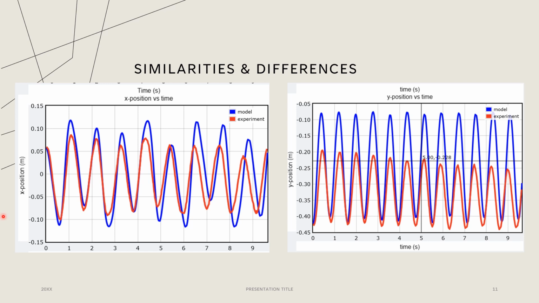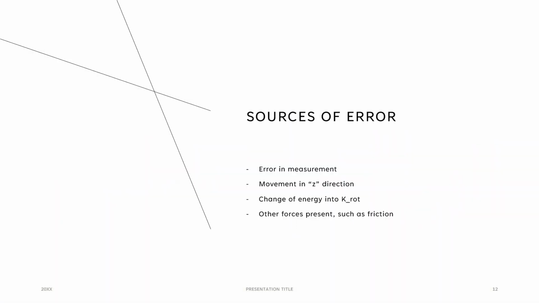So this is my graph for the x position versus time, as well as the y position versus time. And as you can see, there are some discrepancies, and I think these can be accounted for because of errors in measurement. And then when I recorded my video for the spring, there was some movement in the z direction, and the mass rotated around the spring. So I think that could account for some of the differences in the oscillations versus the expected.